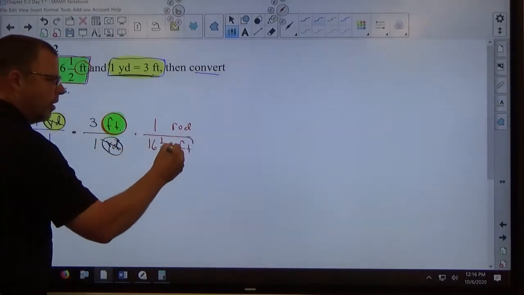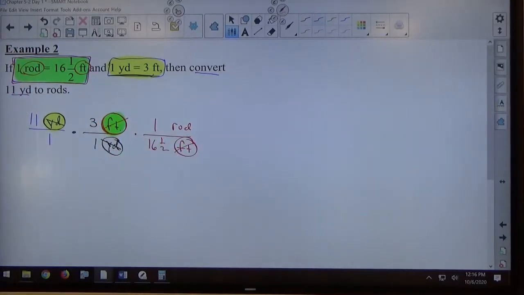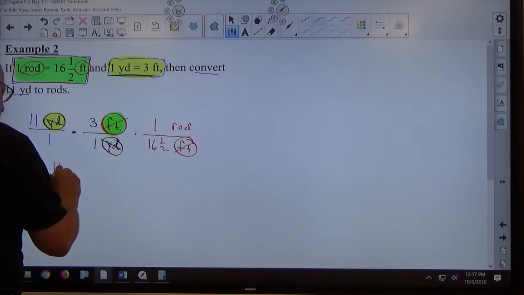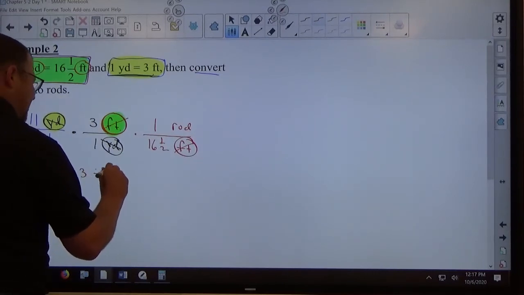And notice, unit of feet on top, unit of feet on bottom cancel. Now I'm currently in a unit of rods. Now, looking at the numbers and their positions, 11's on the top, the thing you're converting is always on top, but then 3 is on top and 16.5's on the bottom. So we have a multiplication and a division happening in this problem, and I want to go straight left to right as I do it. So I'm going to put 11 times 3 and divided by 16.5.